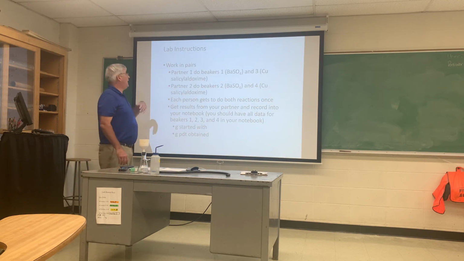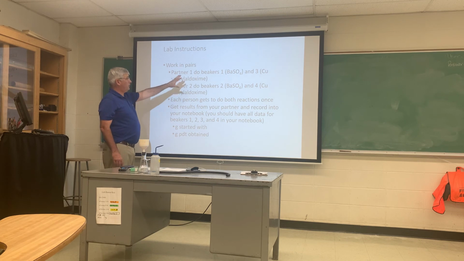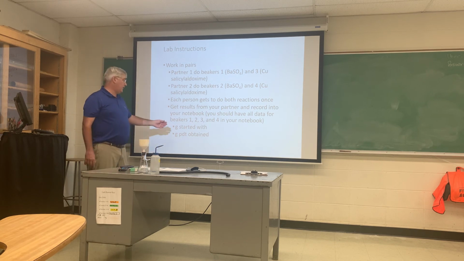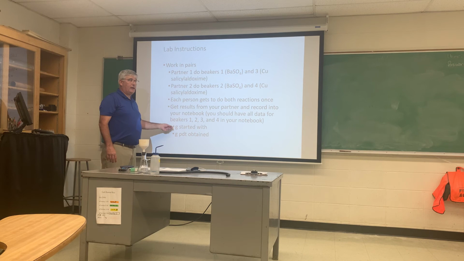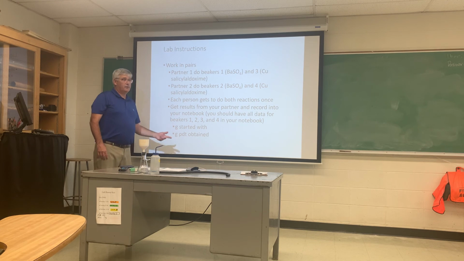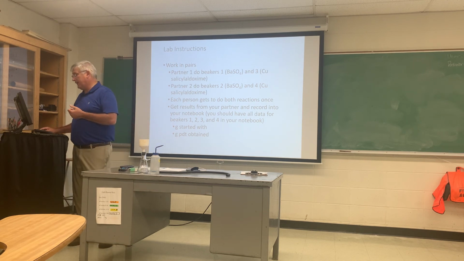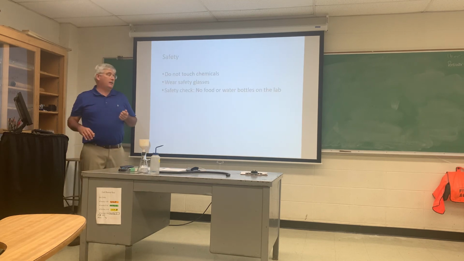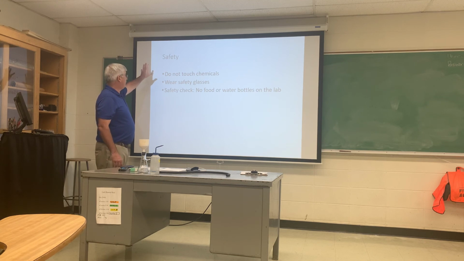All right, one more time, you're going to work in pairs. Partner 1 do beakers 1 and 3, partner 2 do beakers 2 and 4. Each person gets to do both reactions, right? And then get the results from the other person. Make observations when they're doing theirs, so that you have the results for 1, 2, 3, and 4. And you have to know how many grams of copper sulfate pentahydrate that you started with. You have to have that number, and you have to have the grams of product that was made to do the calculations. If you do that, then we can work you through the calculations. Be sure and come get some help if you need it, in the tutor sessions or in my office.